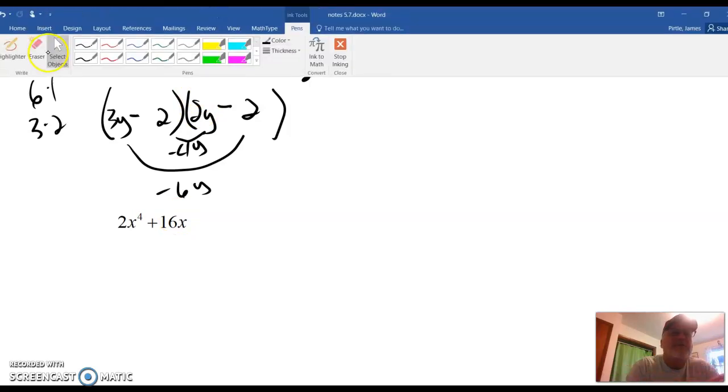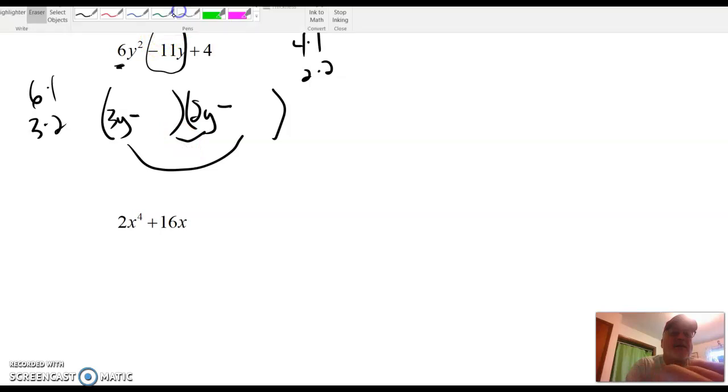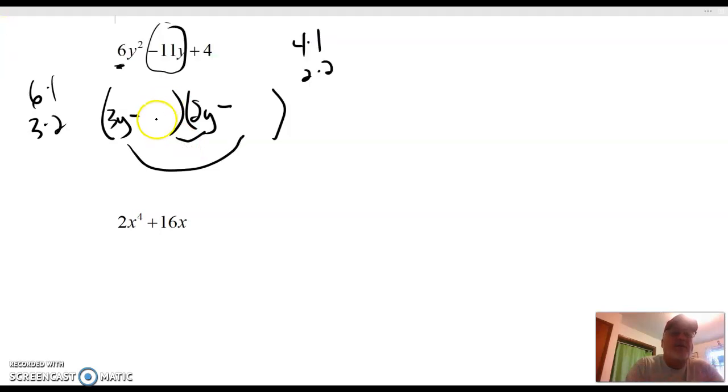So I'm going to back up and I'm going to change these two to 4 and 1. Now the outside gives me negative 3y and the inside gives me negative 8y, which does add up to be a negative 11y. So now I know 3y minus 4 and 2y minus 1 is correct.